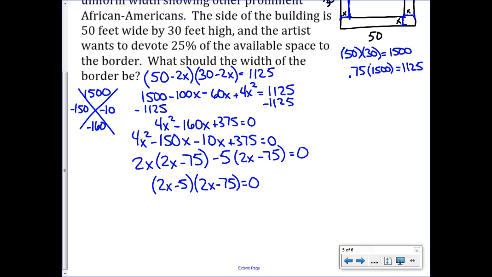If I solve these, which you can set them each separately equal to 0, we've talked about that several times, I get x equals 2.5 or I get x equals 37.5.